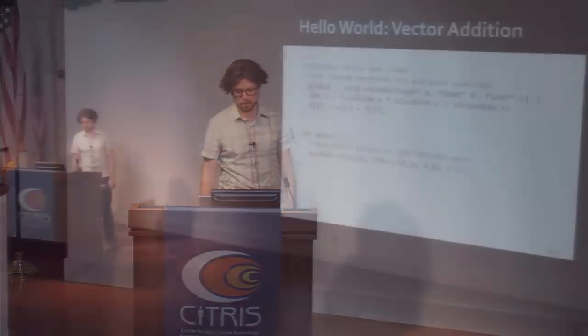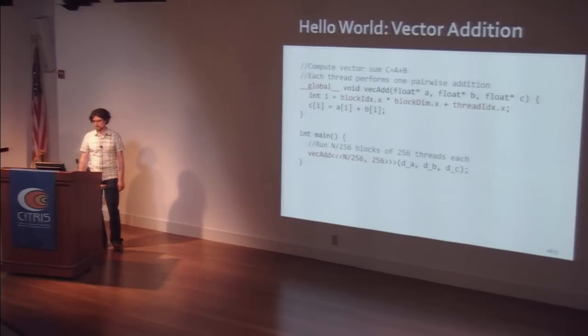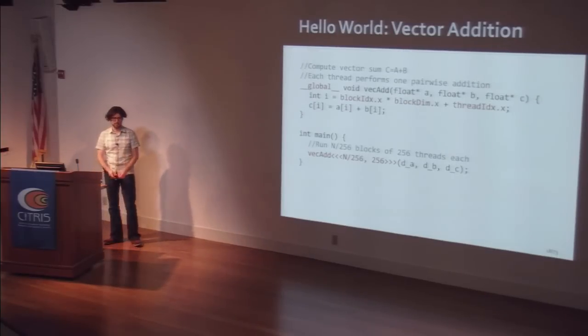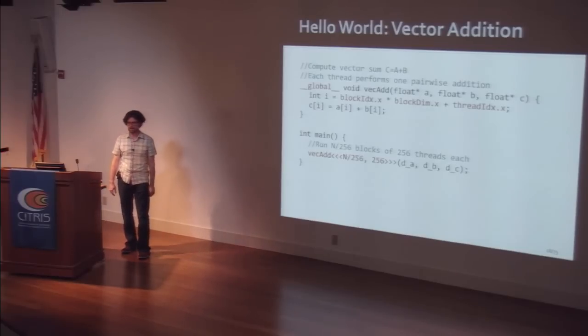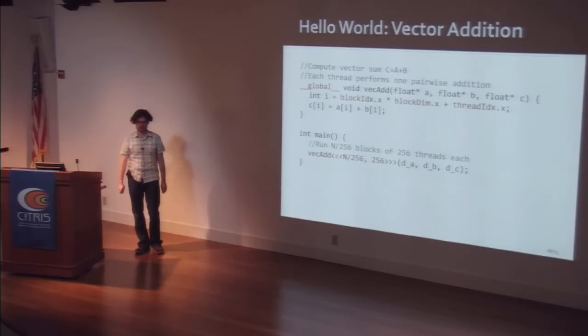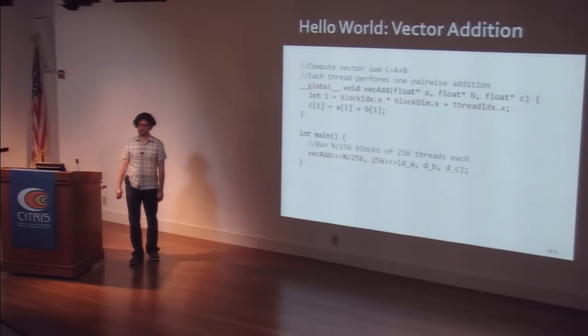Also, I should mention the code in main that actually launches the work. We have this magic triple chevron thing here that has three angle brackets. That is the CUDA parallel function launch. And what we're saying here is launch n over 256 blocks of 256 threads each. Somebody else in the audience mentioned that n might not be divisible by 256, so that would also be another problem with this code. What would happen if n is not divisible by 256 with this code? What would the error look like?